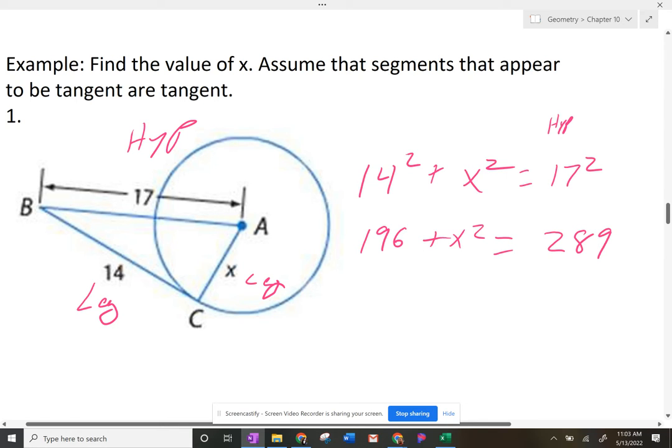Okay, and then I get to do these ones. I've got 196 plus x squared equals 289, so I'm going to subtract 196 from both sides. So I get x squared equals 93. The very last step is to get that x all by itself. So I'm going to square root both sides. X is going to equal 9.6, roughly.